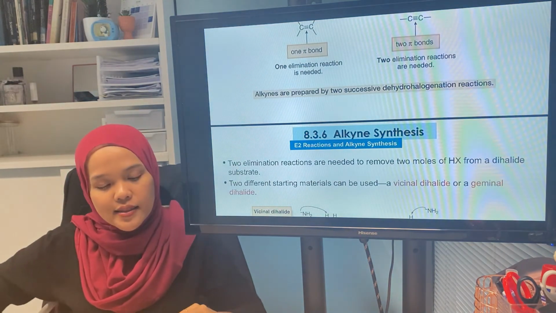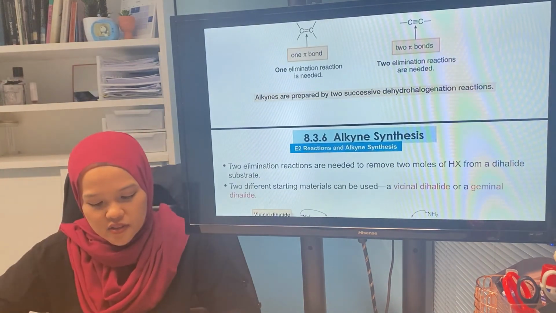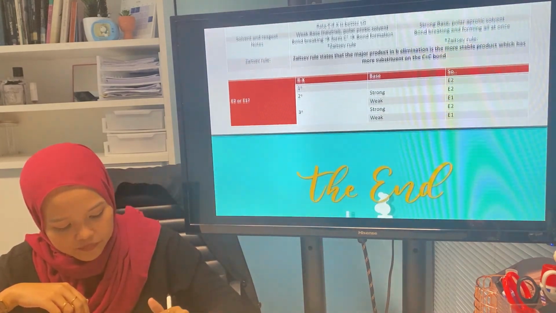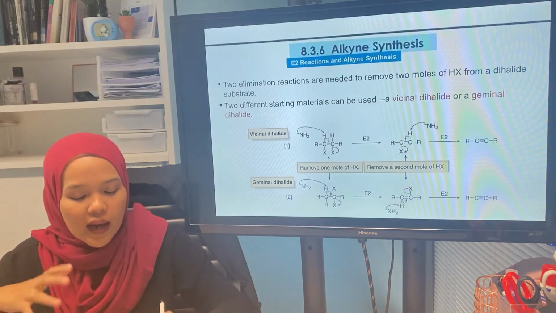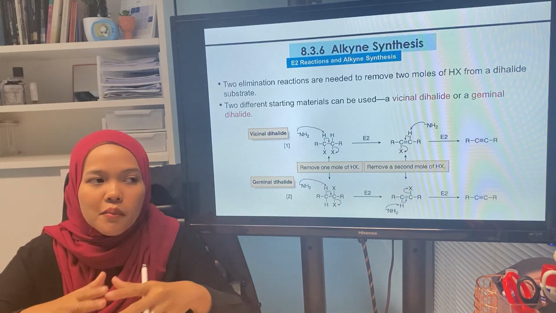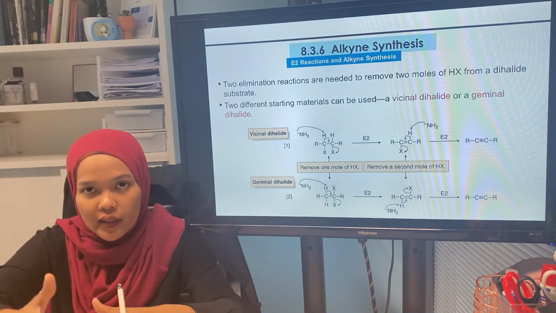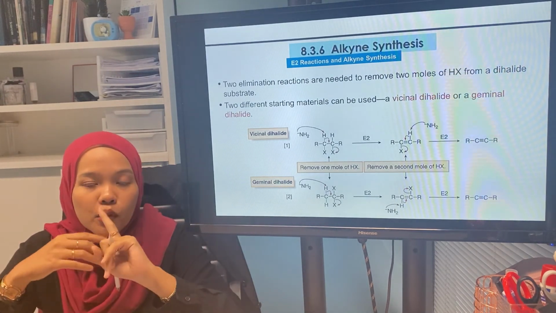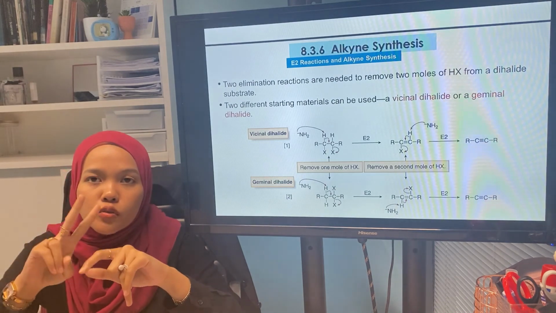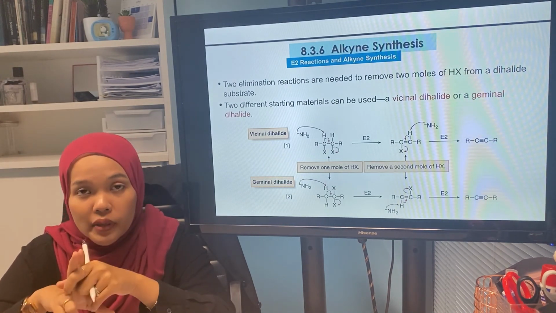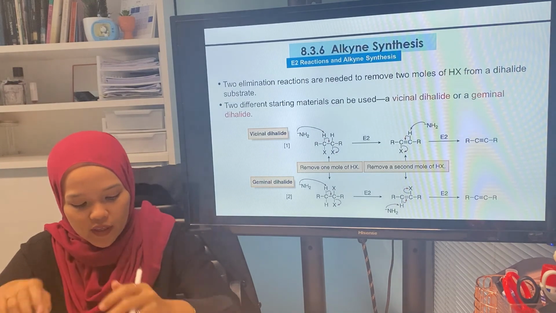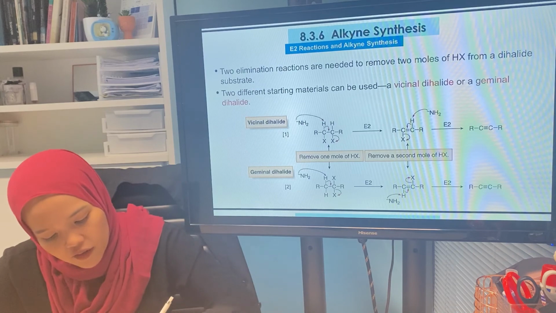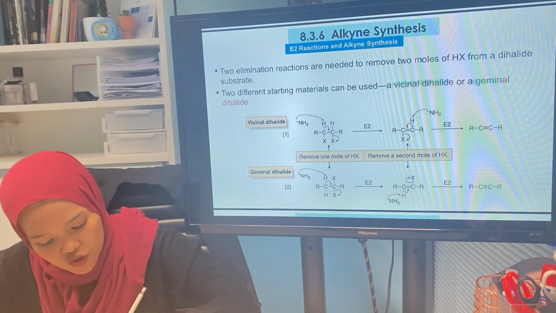So last but not least, let me just brief. I'll share you a bit on the alkyne synthesis. So from alkyl halide you can form alkene, and also from alkyl halide you can form alkyne. But if you want to form alkyne, you must have two bromine or two halogen groups. Okay, for example, like this. You need to have a vicinal dihalide or geminal dihalide.